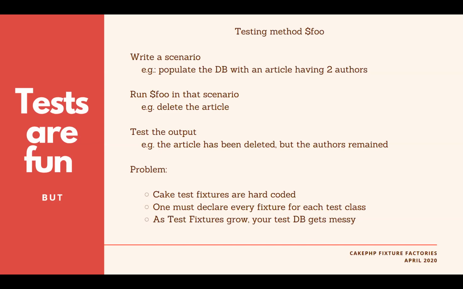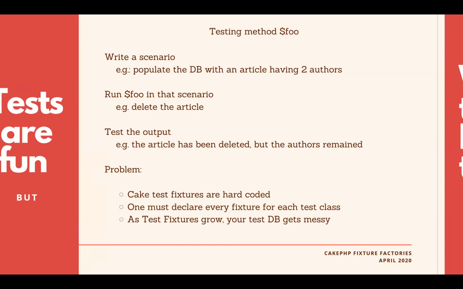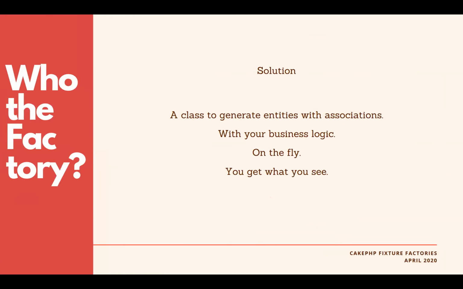So a solution we came up with is a class that generates entities with the associations, with your business logic, on the fly. I'll show examples right after. When you write your test, you see exactly what's in your test database. You produce the fixtures really on the fly, so you have full control of the test fixtures that you use in your test.